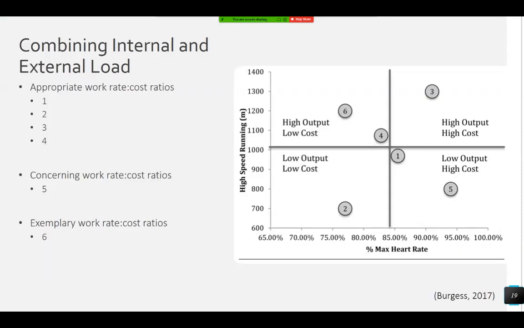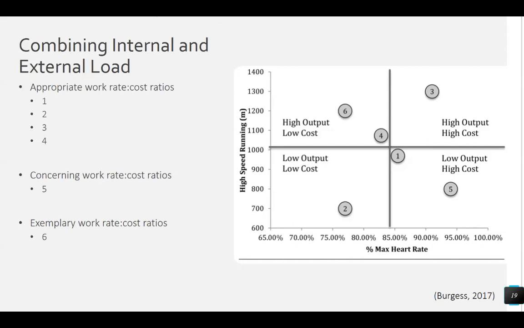So this is another one, taking a look at combining the internal and external load. We've looked at these individually up until this point, but now this can be a good integration. This is a diagram that I pulled from a 2017 study, and we can see that the appropriate work rate to cost ratio is for athletes 1 through 4. So basically it's what we would expect to be the case.